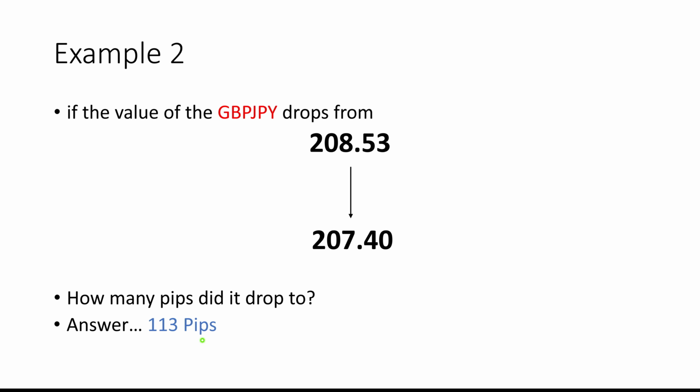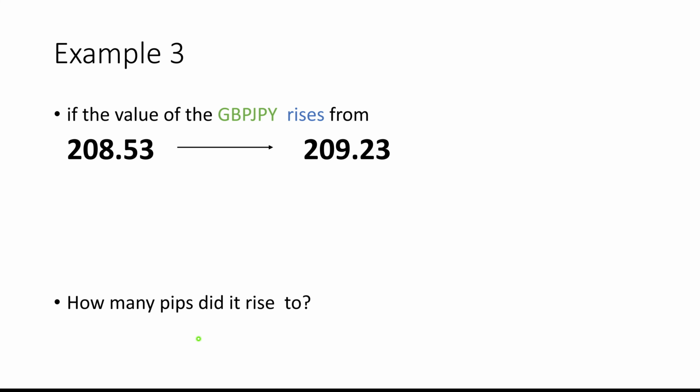Let's look at the last example on GBP JPY. The third example has to do with a rise in the value. If the value of GBP JPY rises from 208.53 to 209.23, how many pips did it rise? Let me give you a few seconds to work that out. What you do is you always subtract the lower number from the bigger number, and then the remainder becomes the amount of pips that you have.